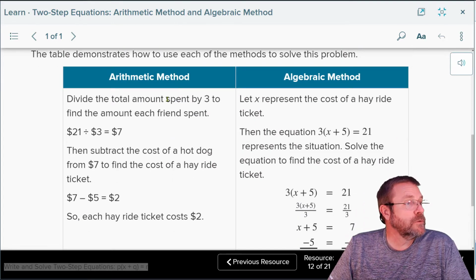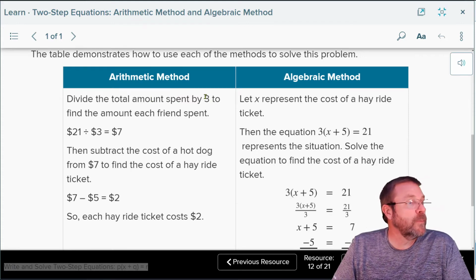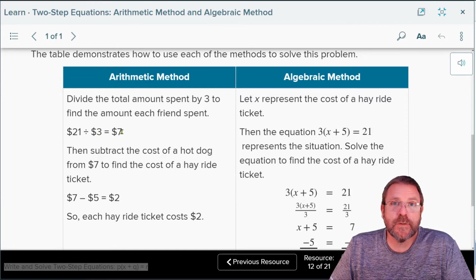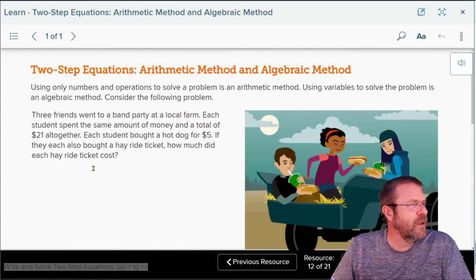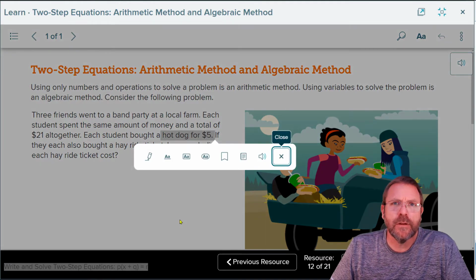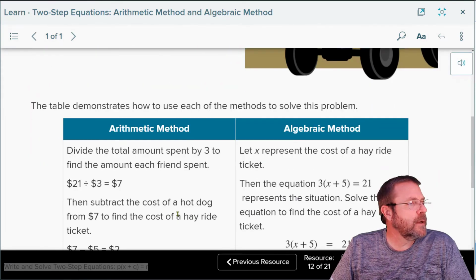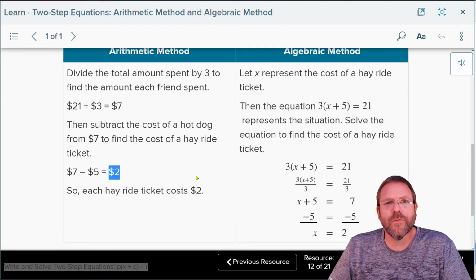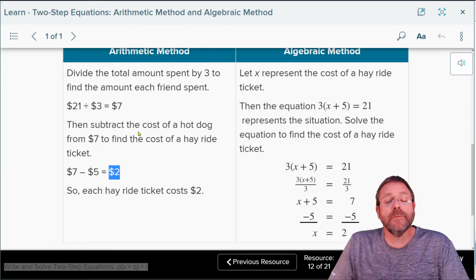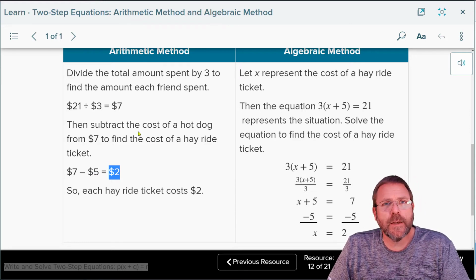In the arithmetic approach, you would divide the total amount spent by 3. So 21 divided by 3, that means each student spent $7 apiece. From there, you would say, well, we know how much the hot dog costs. That's $5 for a hot dog? That is highway robbery. Evil. So, we'll come back down here. We're going to take the $7 that we had left over here, subtract the $5 for the wiener, and that meant the hayride itself only cost $2.